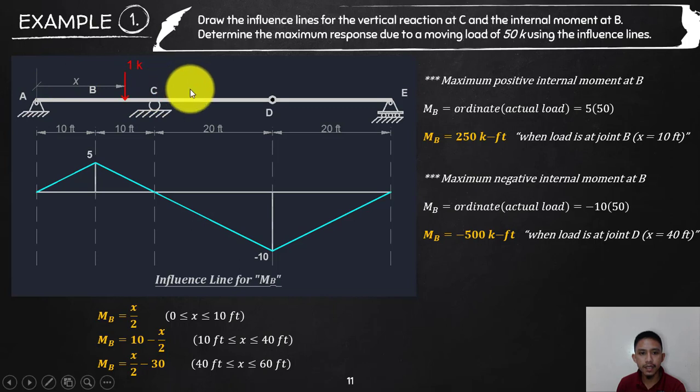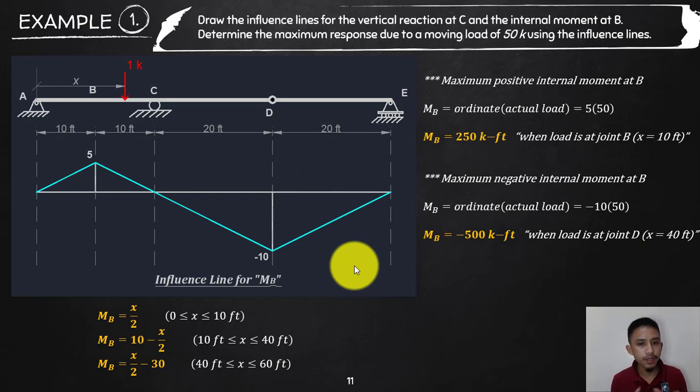So when load is beyond C, this will now concave downward, and we will be having this maximum concavity or maximum negative moment when that is at joint D. So all you need to do is multiply the actual load to the negative 10, makes it negative 500, and that is when your load is exactly at joint D, or that is x equals 40. So that's it. Maximum response. Analyzing the structure, the maximum effect of the moving load or the variable load, using the influence line.